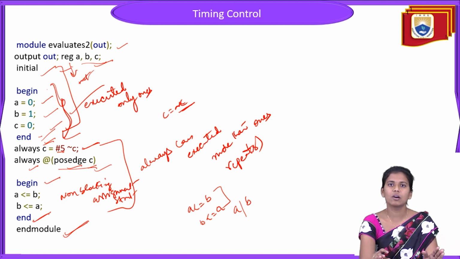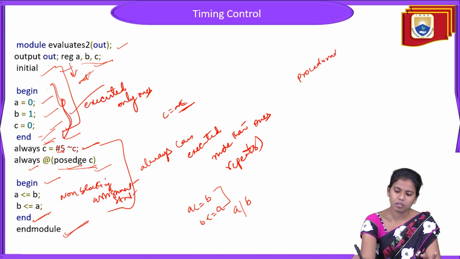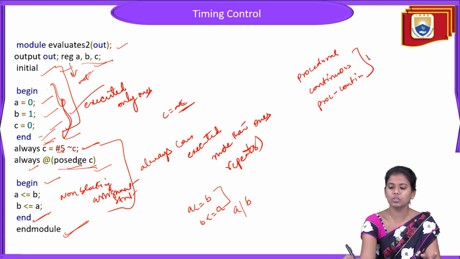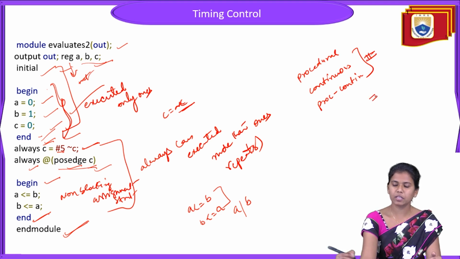So this is all about the timing control: how the timing control mechanism can be observed in procedural assignments, continuous assignments and procedural continuous assignments. How the timing delay or timing controls can be represented with respect to the assignment operator, towards the left hand side as well as the right hand side.